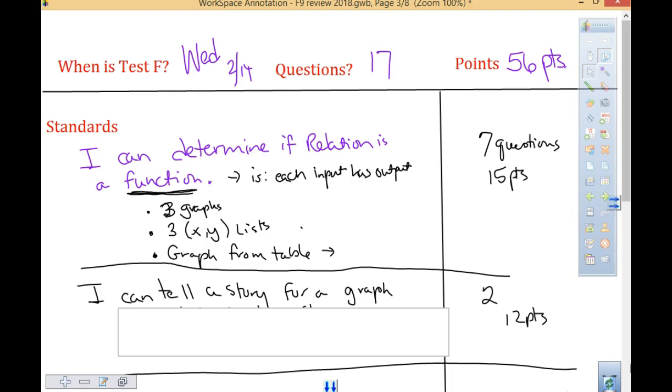Give something to write with? Yeah. So we're writing this on that page. Yep, right there where it says what's on the test.